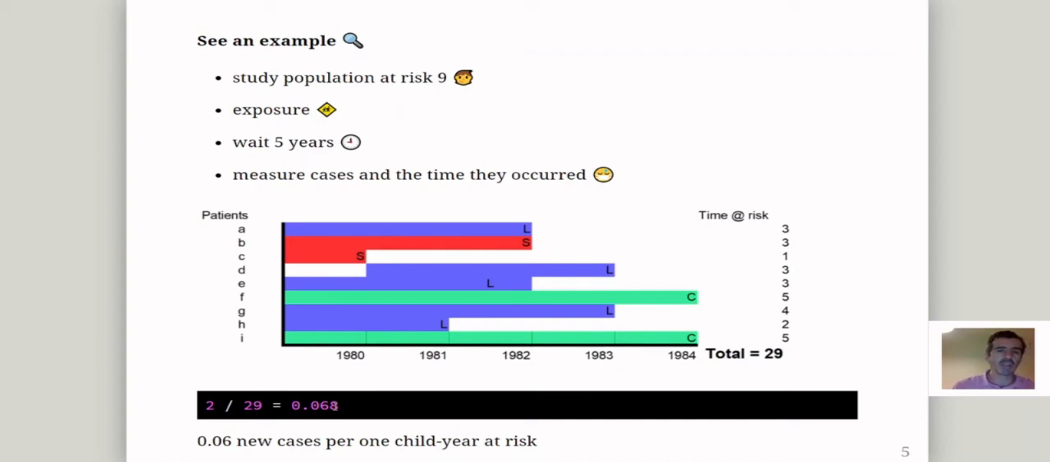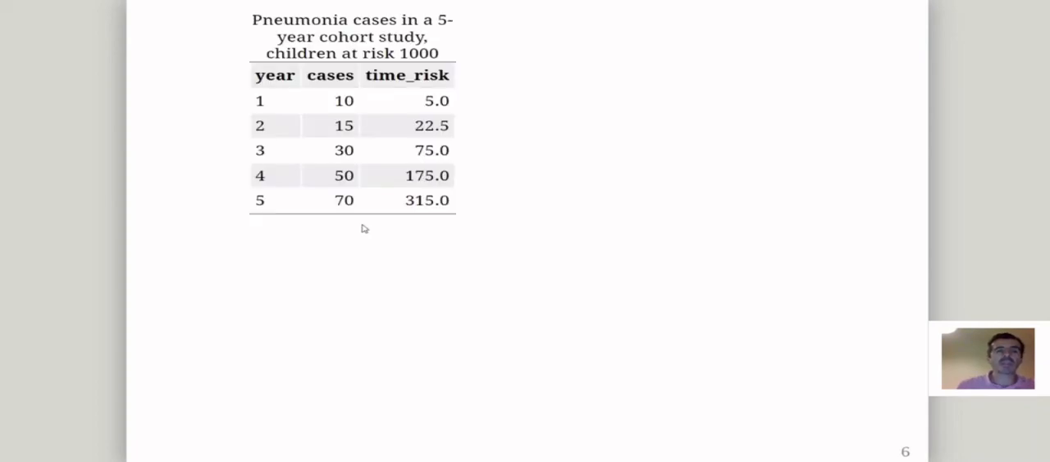We will do another example now. In this example, we will use a larger population, which is quite common in epidemiology. We deal not only with 9 kids, but with larger populations. So let's say that we had 1,000 children, and this was a 5-year cohort study. And this is the outcome of the study in this table.